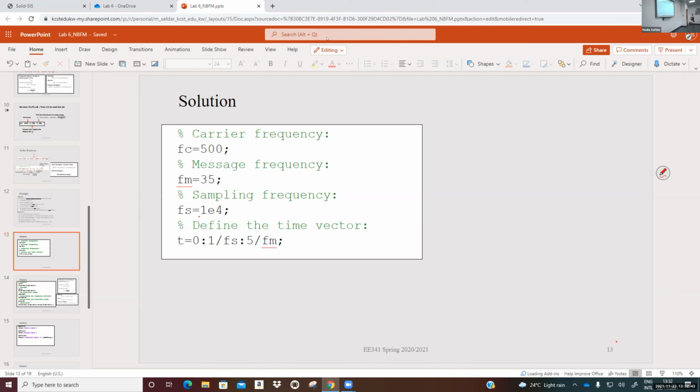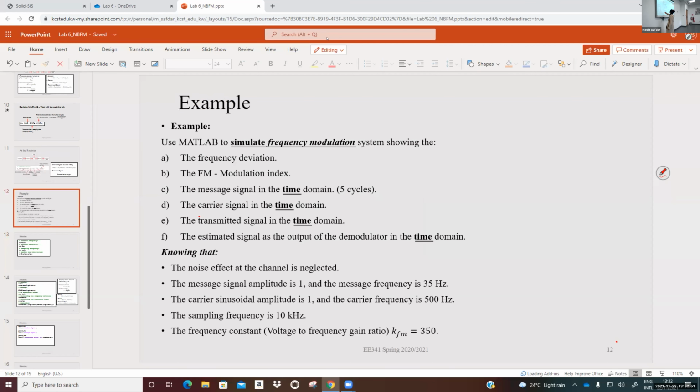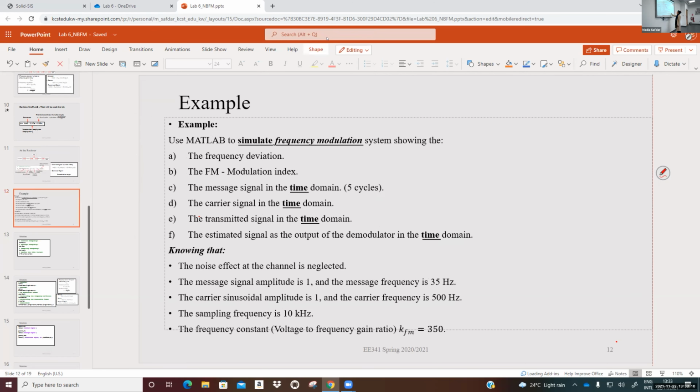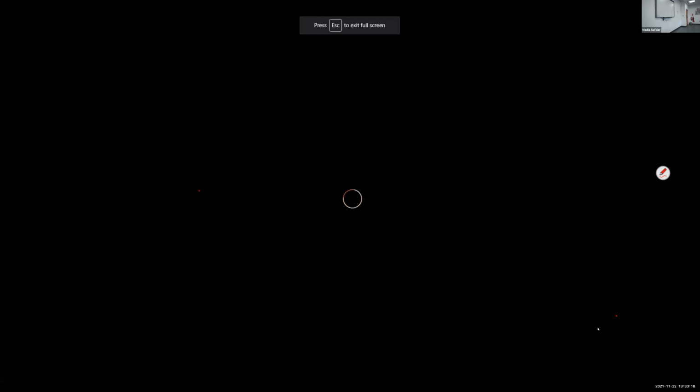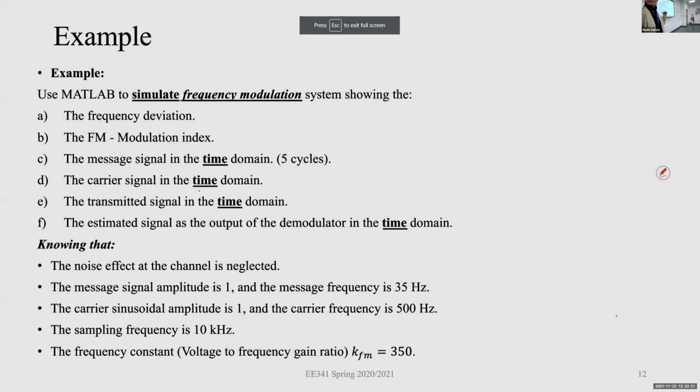So here, you just put the message signal frequency. Yes, 35 hertz. It's given here, 35. Frequency of message is 35 hertz. And the one that you put e to the power something, that is sampling, 10 kilohertz, 10,000. Oh yeah, that's fine. So all the data is here.